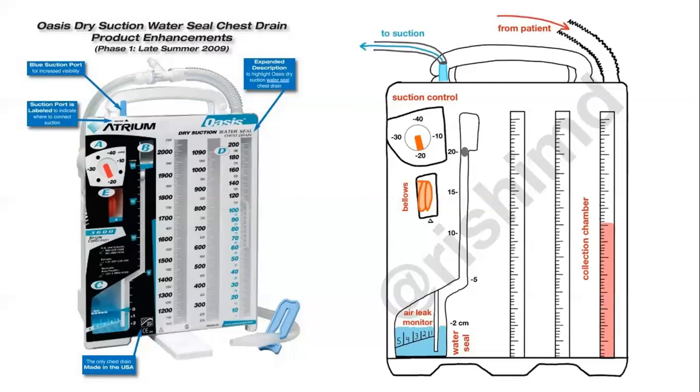About the bubbling, in the suction control chamber, continuous bubbling is a good sign, and intermittent bubbling in the suction control chamber is a bad sign. It is the opposite in the water seal chamber.